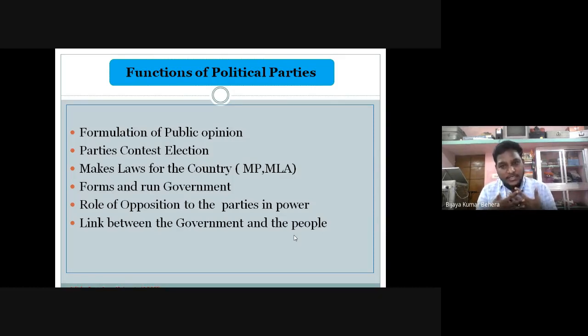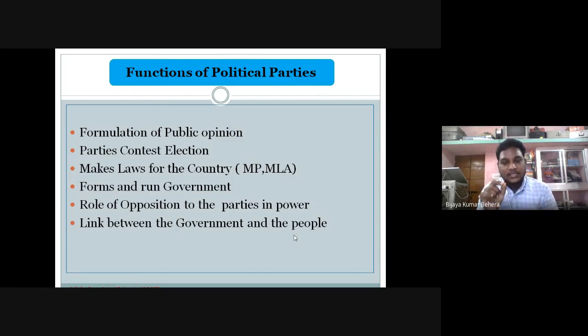Because we elect the MPs and MLAs, and MPs and MLAs directly belong to the political parties. MP or MLA, we give our opinion through the procedure of election, through the vote, we elect them. They go to the parliament and they make the rules and regulations.